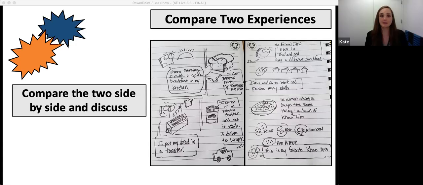Absolutely. So we had a comment earlier from a participant who said that you could use this with different levels, because maybe some students are going to draw more pictures and have just a few vocabulary words, and others have more detailed captions and word balloons and thought bubbles because maybe their language is a little bit more developed.